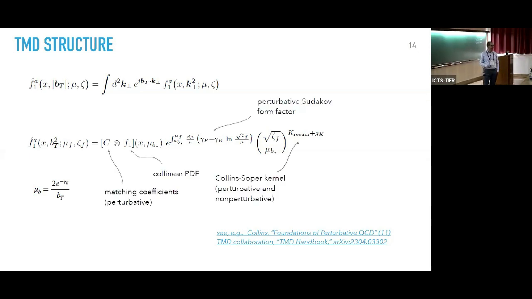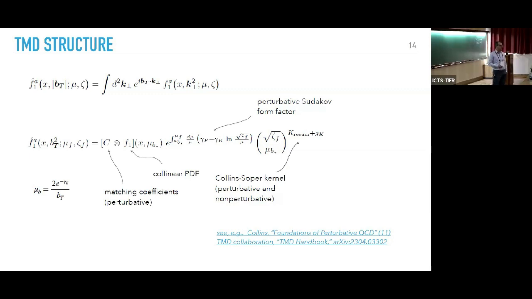computed at the scale mu_b, which is inversely proportional to b_T, which means that when you go to very high b_T, these scales become lower and lower, and at some point you enter a non-perturbative region, which is impossible to calculate. That's why you need a prescription to avoid going into the non-perturbative side. And this can be done in many ways. Most of them involve the modification of the scale at which you do this computation.